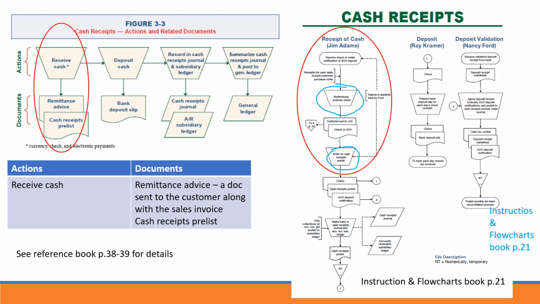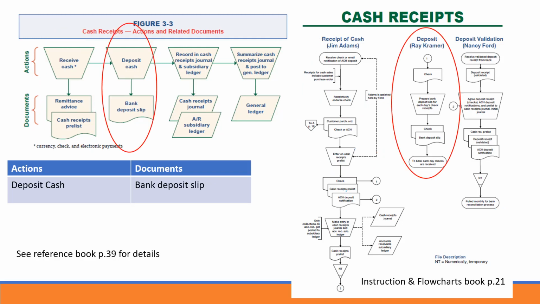The next step, on the next slide, would be making the deposit. Once you have the cash, you want to make the deposit. The relevant document would be the bank deposit slip that is in your packet as well. The deposit process is done by Ray Kramer. You prepare the bank deposit slip, along with the check that you received, to deposit. So that's the whole process. It's pretty simple. Okay, that's the second step.